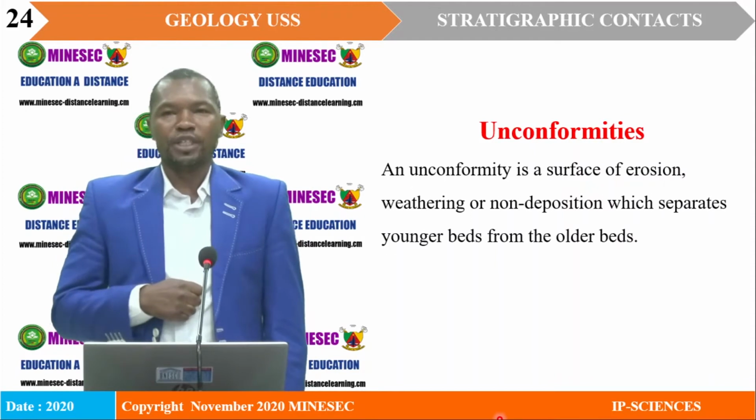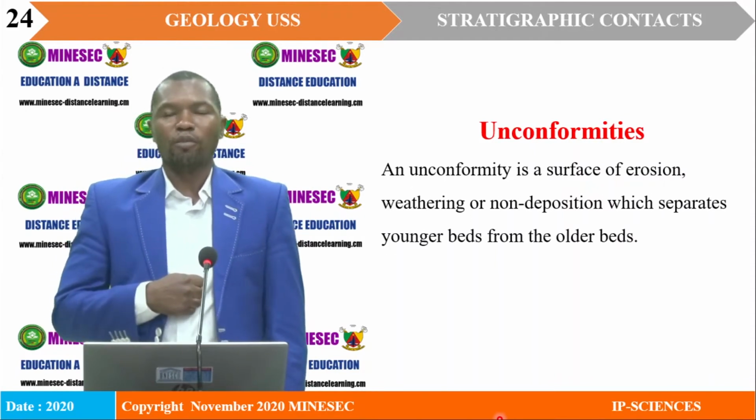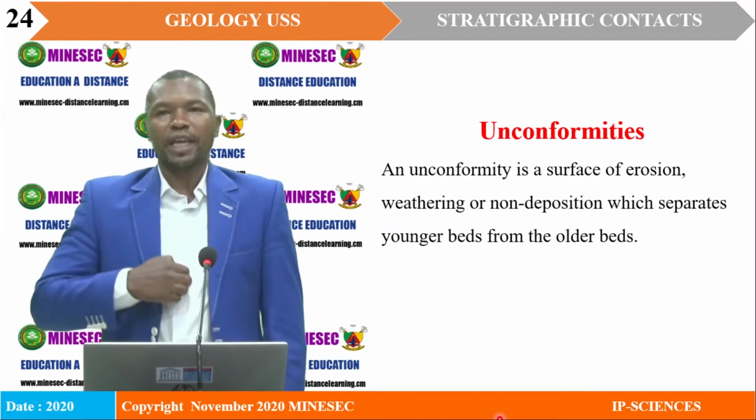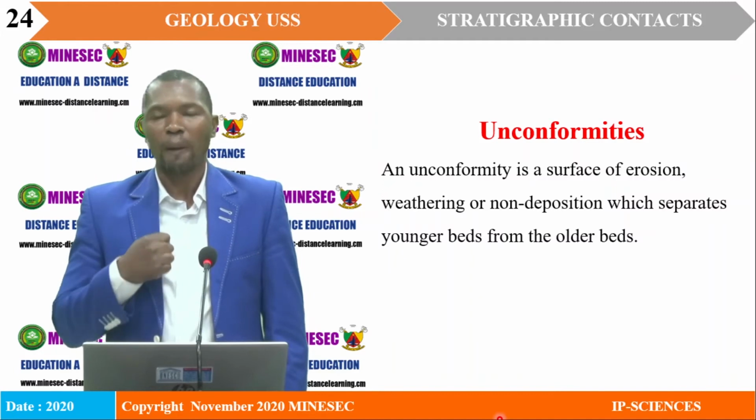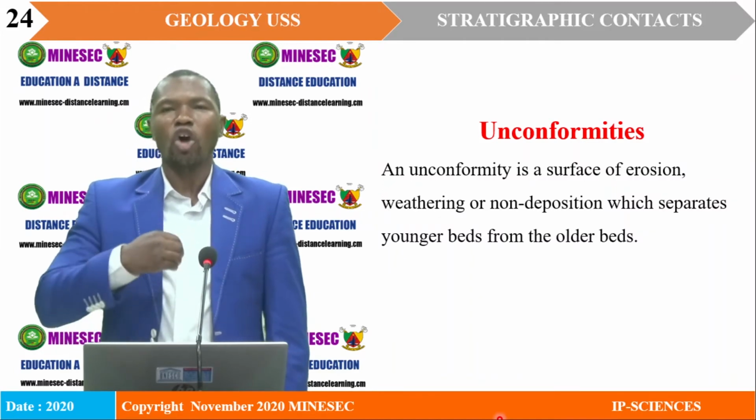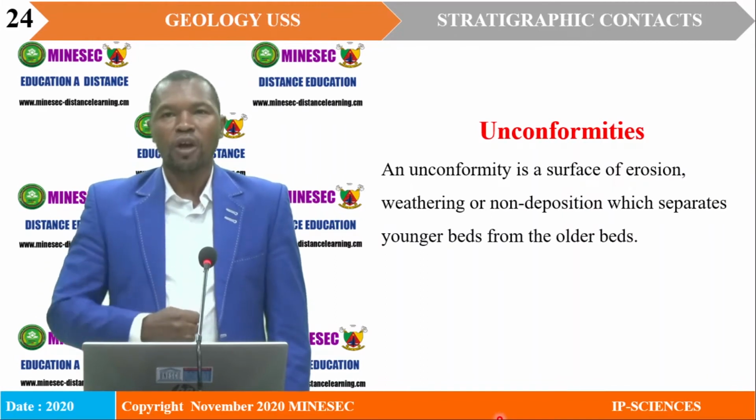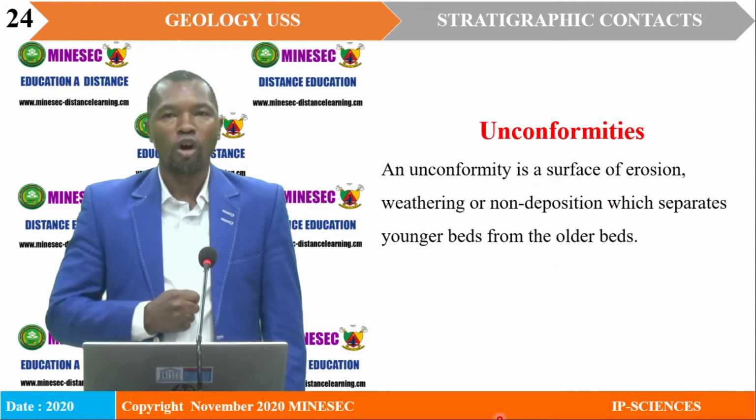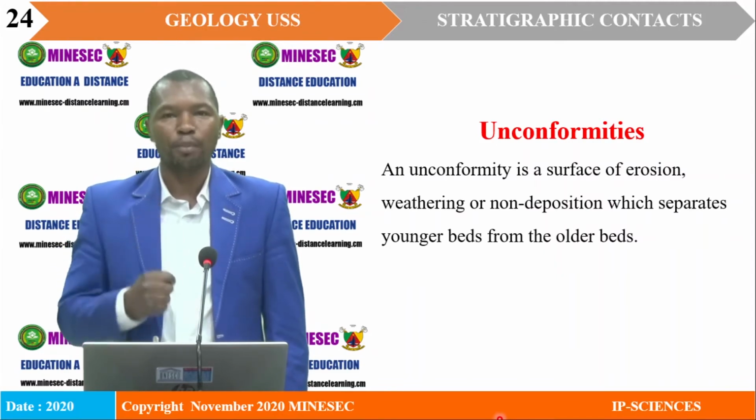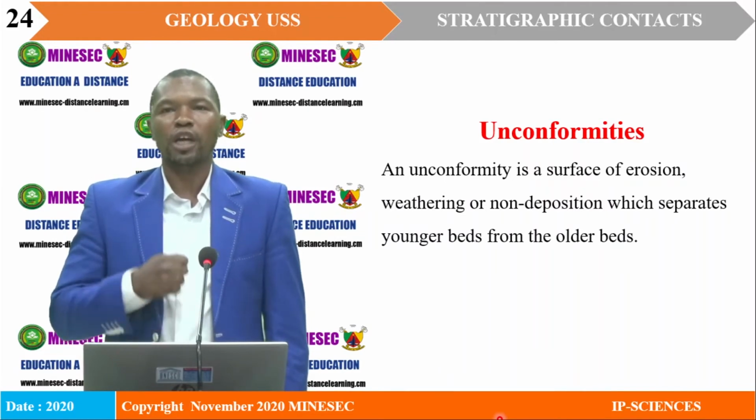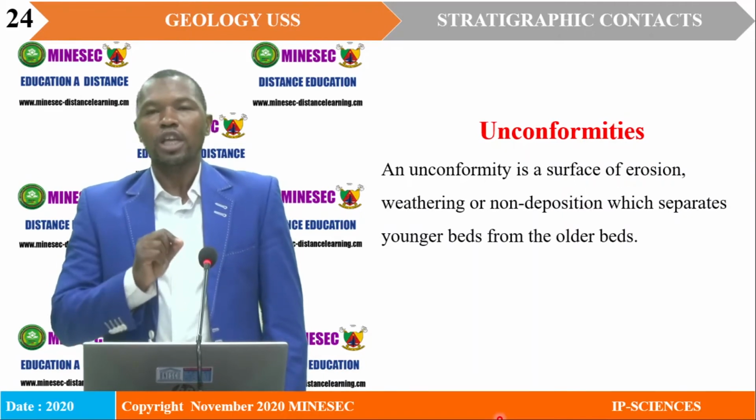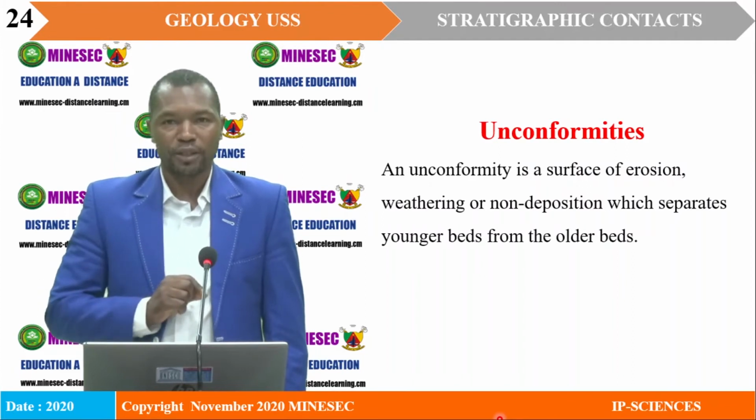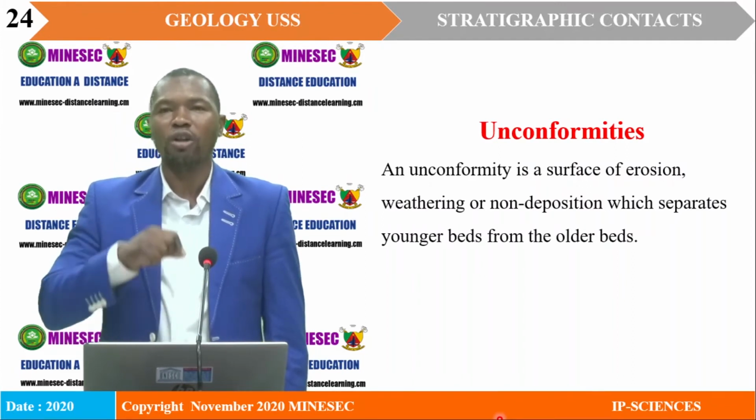The unconformities. Want to know what an unconformity is? An unconformity is a surface of erosion, weathering, or non-deposition which separates younger beds from the older beds. I want to emphasize here that the key word is an erosional surface, or a weathering surface, or a non-depositional surface.